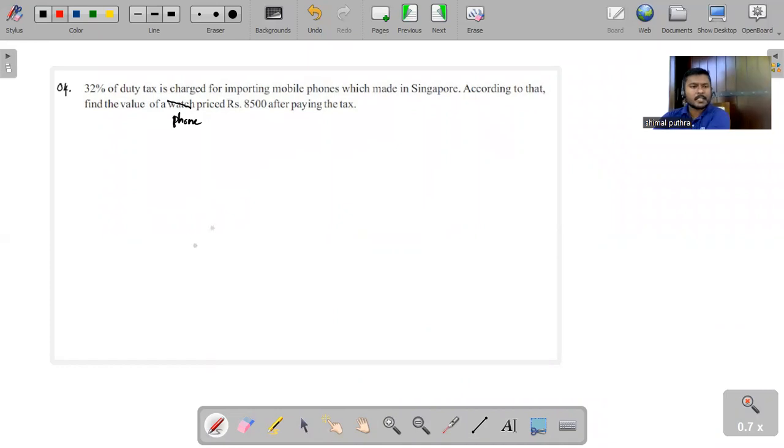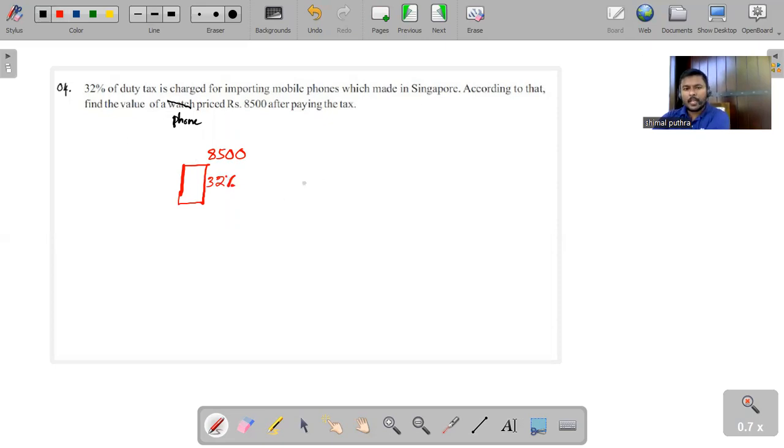Then check your answers. 32% of tax is charged on importing a mobile phone made in Singapore. According to that, find the price of a phone if the value after paying the tax is 85,000. Okay, there is a phone. The value is 8,500, and the tax taken by the Sri Lankan government is 32%.